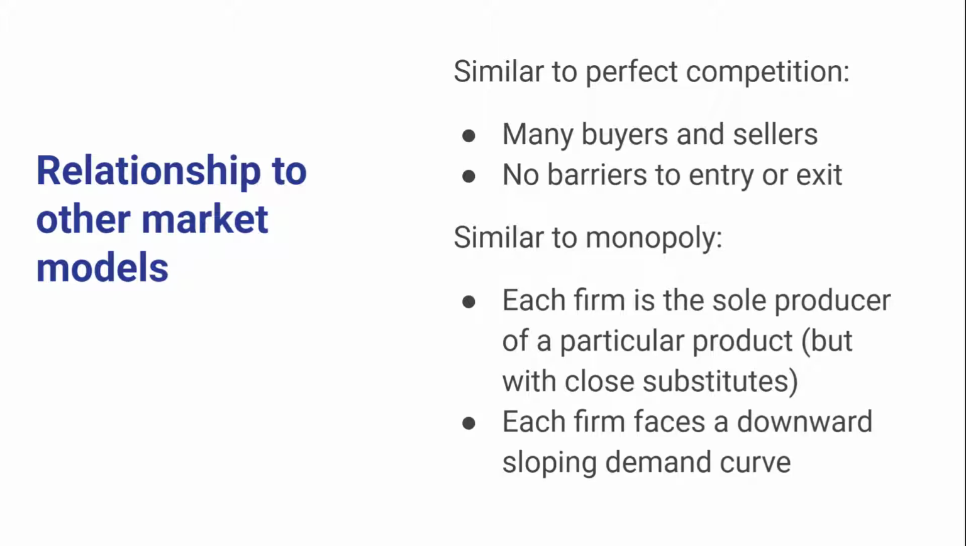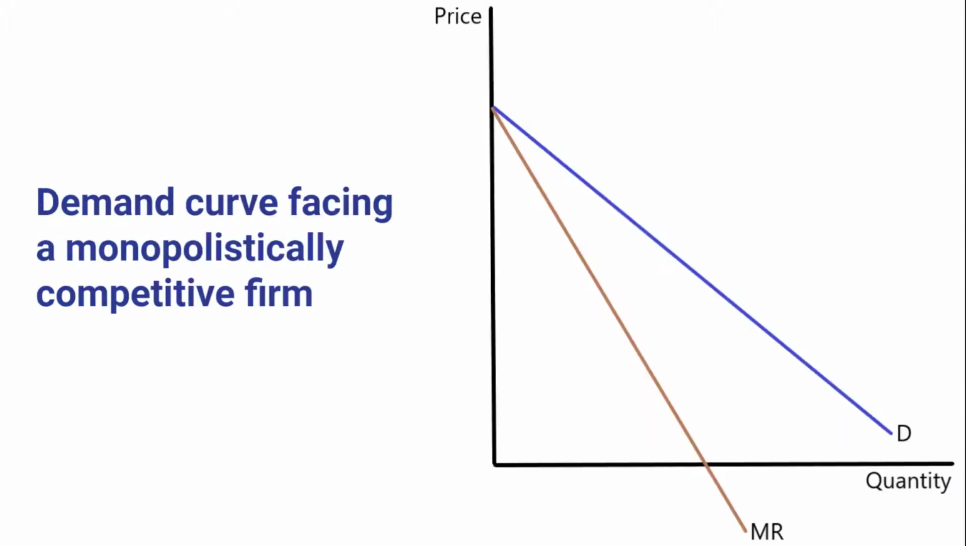Because of product differentiation, each firm faces a downward sloping demand curve. With this downward sloping demand curve, we know that marginal revenue will be less than the price, and the marginal revenue curve lies below the demand curve. And this is going to be an important feature of monopolistically competitive markets. Notice that this demand curve and marginal revenue curve look very much like what we observed in a monopoly situation.